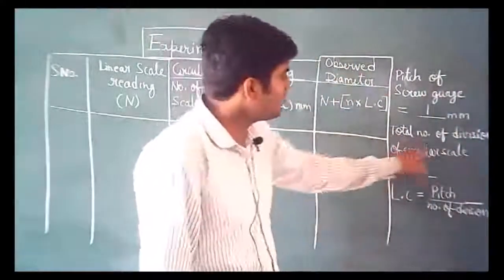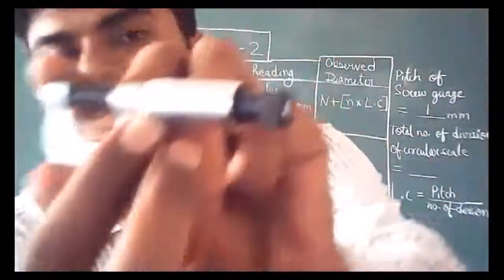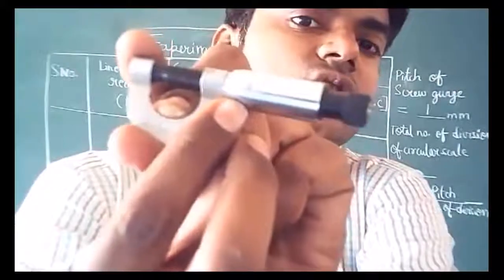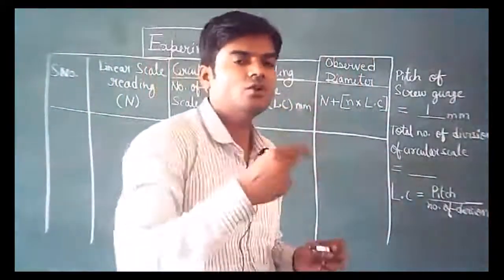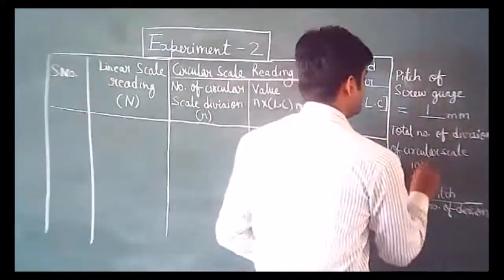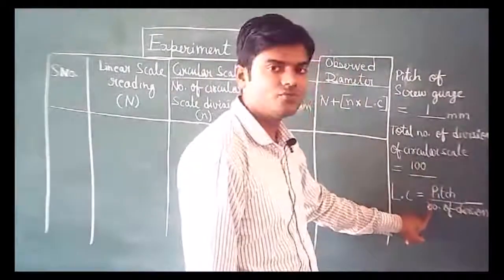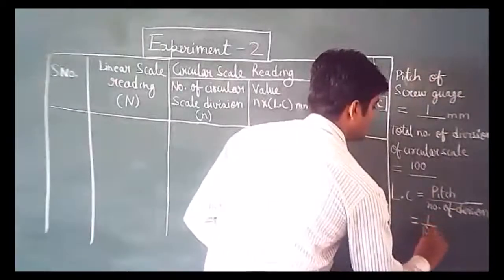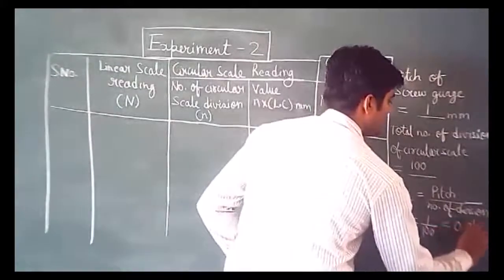Okay, the total number of divisions on the circular scale. Here this is our circular scale, if you can see it from here. I don't know if it is focusing on it. One revolution has 100 small divisions. So 100 is the number of small divisions. So least count is equal to pitch upon number of small divisions, means 1 upon 100, which will become 0.01 mm.